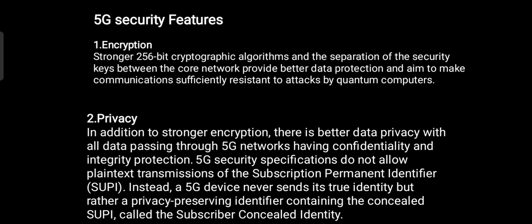Second is privacy. In addition to stronger encryption, there is better data privacy with all data passing through the 5G network having confidentiality and integrity protection. 5G security specifications do not allow plain text transmission of the subscription permanent identifier, SUPI. Instead, a 5G device never sends its true identity but rather a privacy preserving identifier containing the concealed SUPI, called the subscriber concealed identity.